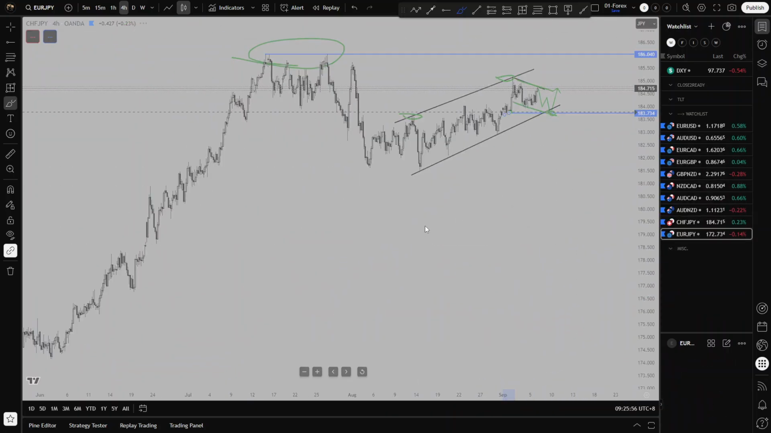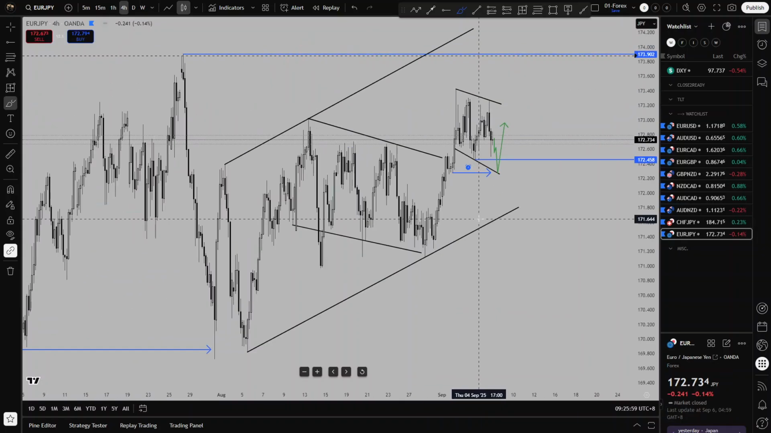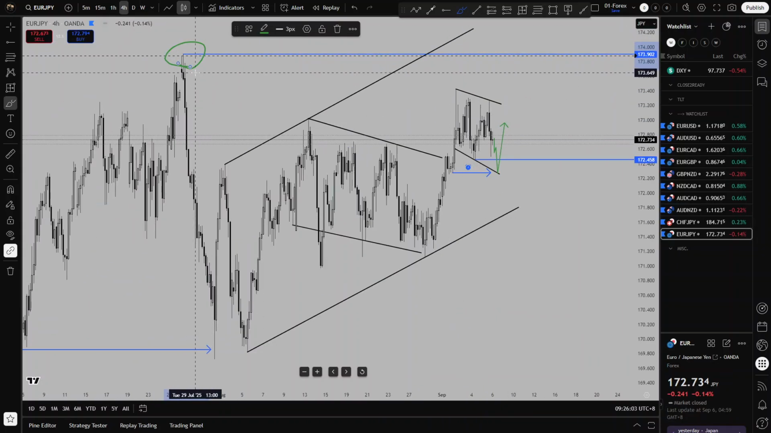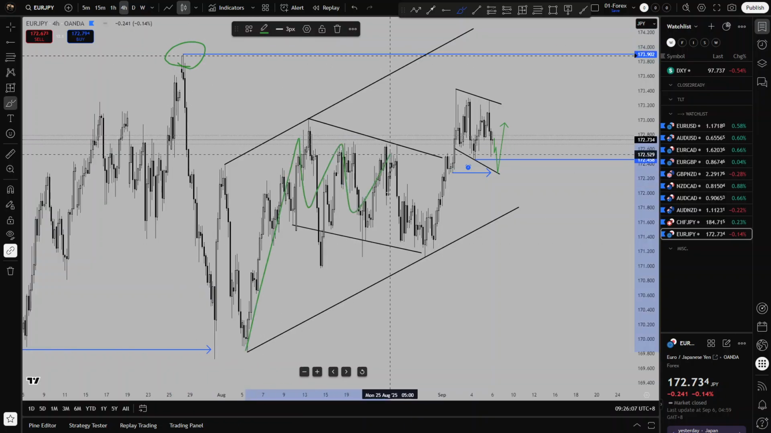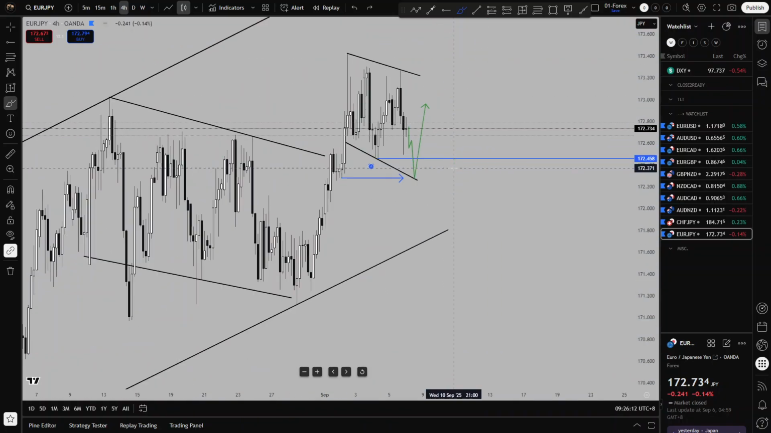So euro, Japanese yen on the 4 hour time frame. Again, I'm looking for longs for price to retest the highs here. We have a very nice first impulsive move, a larger correction, a middle section, and then we are looking for the next impulsive move to the upside.